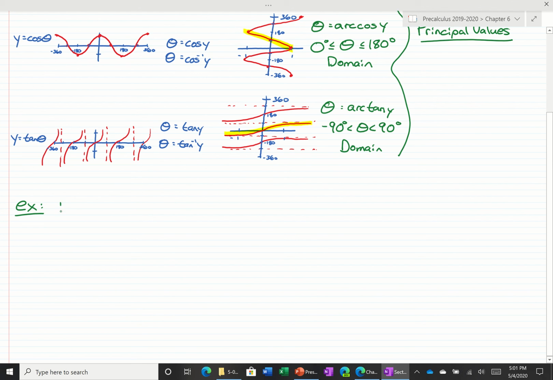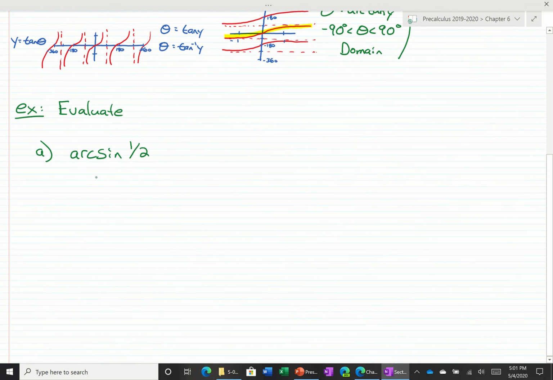So I'll ask you to evaluate. What is the arc sine of, let's say, 1/2? Well, we've done this kind of thing in a previous section. We know that in order to get a sine of 1/2, that comes from a 30, 60, 90 triangle. We get 1, 2, and root 3. So the sine of 30 degrees would absolutely work.